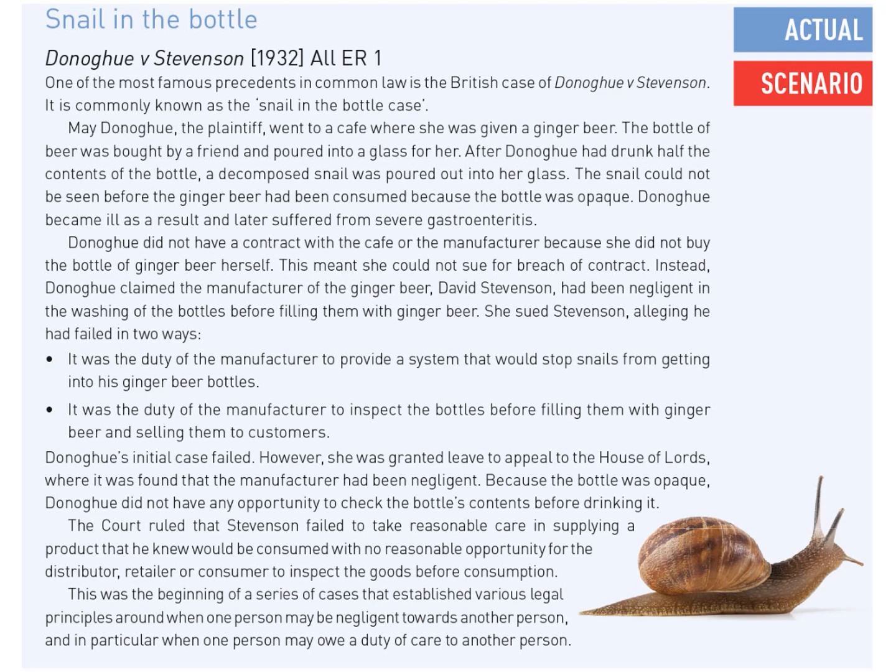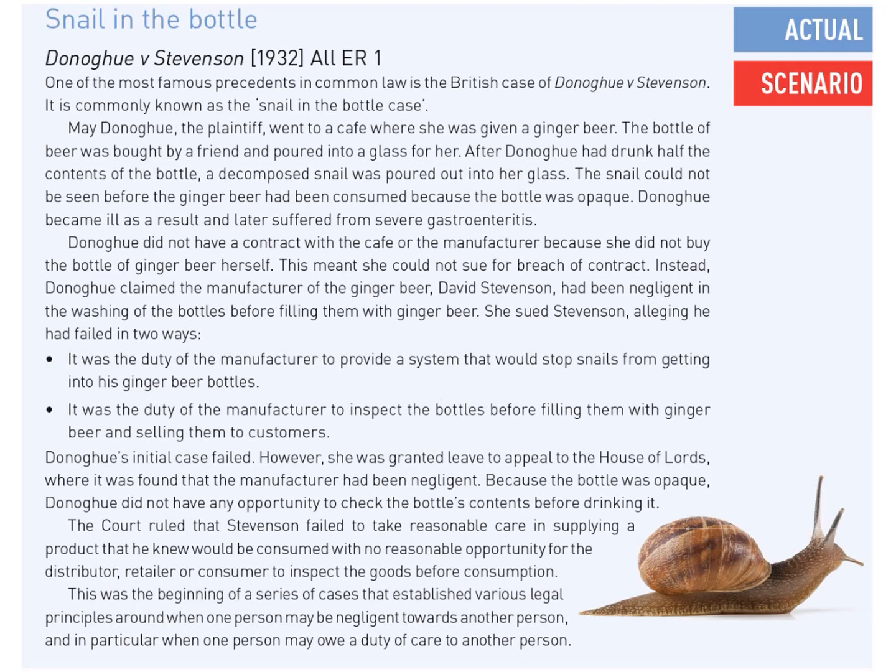First, that it was the duty of the manufacturer to provide a system that would stop snails from getting into his ginger beer bottles. Second, it was the duty of the manufacturer to inspect the bottles before filling them with ginger beer and selling them to the customers. Now, Donoghue's initial case actually failed. She wasn't successful. However, she was granted leave to appeal to the House of Lords, where it was found that the manufacturer had been negligent.